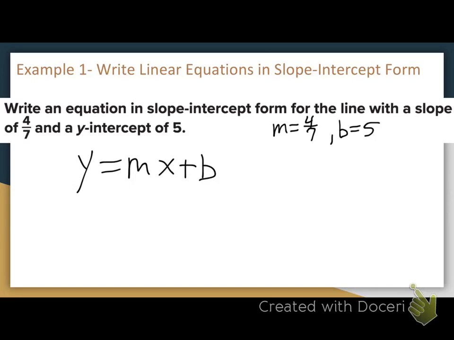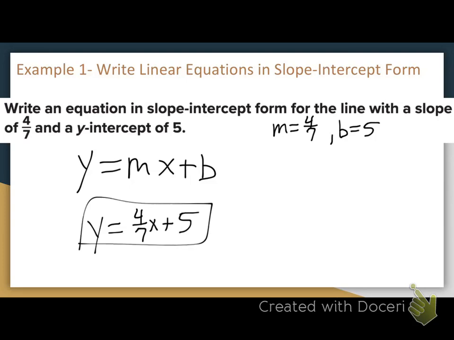In order to write an equation here, I need an m and a b. Do I have both of those? Yes, I do. So what am I replacing m with? 4 over 7. What am I replacing b with? 5. There's your equation. I'm done with the problem. If you're given the slope and the y-intercept and it tells you to write an equation, it's pretty easy. Just plug in the slope for m, plug in the y-intercept for b, you got your equation. You okay with example 1? Pretty easy so far? Okay.